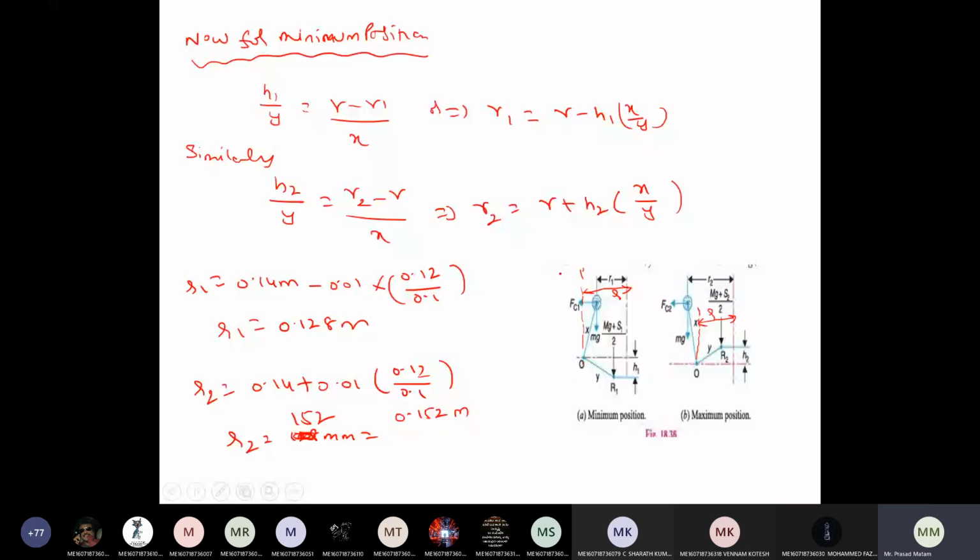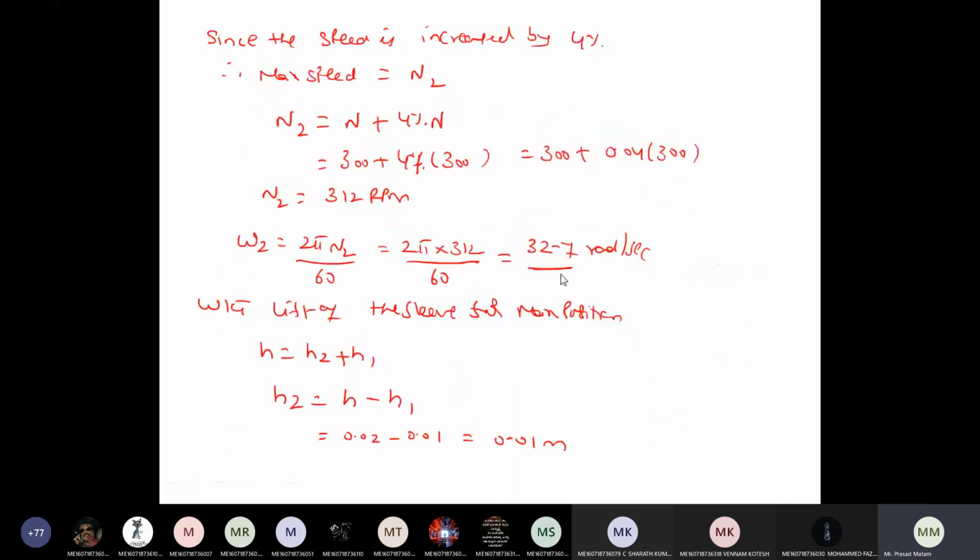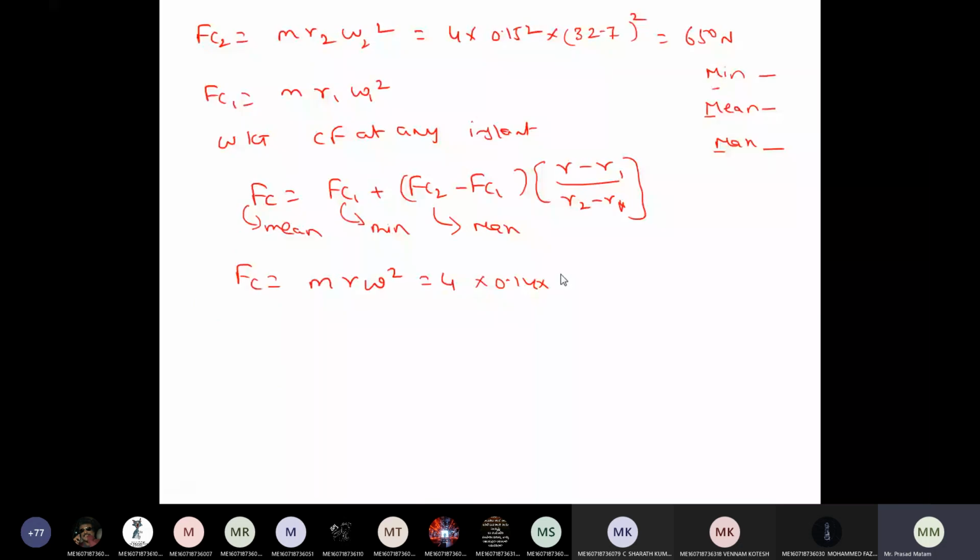We know omega is 2 pi N by 60. That is 2 into pi into N, which is 300 by 60, whole square. Centrifugal force at mean speed, FC. I am finding the centrifugal force at the mean speed. On solving this equation, what is FC I am getting? I am getting FC as 553 newtons. Okay, FC2 already I have found.